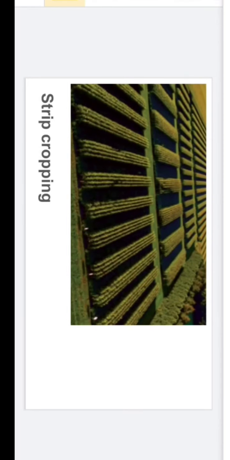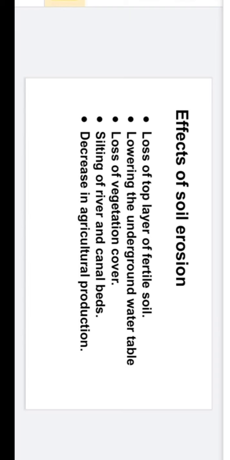Okay. Now, next we come to the effects of soil erosion. If soil erosion is not prevented, what will happen? The loss of the top layer, which is very fertile, that we lose. Then the lowering of the underground water. Why? The soil which was earlier absorbing the water, if that fertile soil has been washed away, then flooding takes place in the whole region. The water is not being absorbed underneath, and as such the lowering of the underground water takes place.